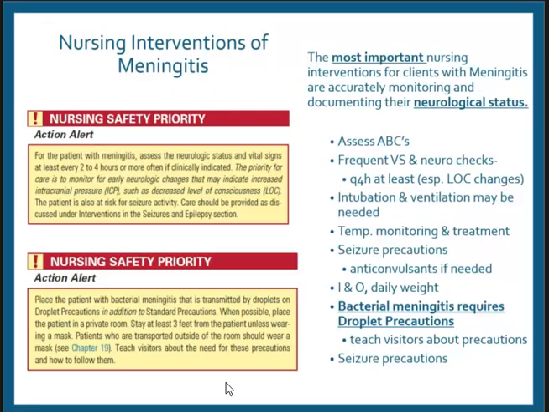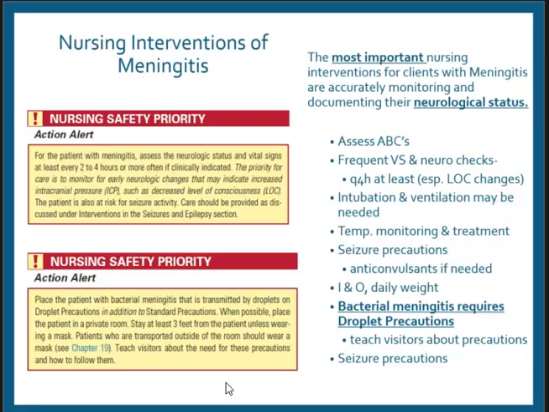Place the patient with bacterial meningitis that is transmitted by droplets on droplet precautions, in addition to standard precautions. When possible, place the patient in a private room. Stay at least 3 feet from the patient unless wearing a mask. Patients who are transported outside of the room should wear a mask. Teach visitors about the need for these precautions. So bacterial meningitis needs to be on droplet precautions.